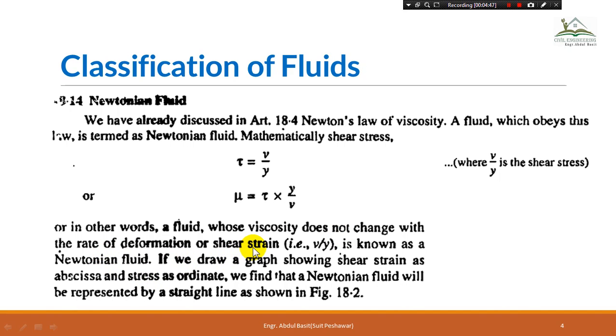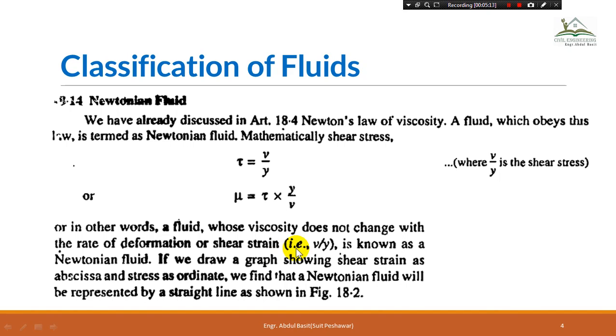If a fluid is going through some strain or deformation due to an applied shear force, its viscosity will not be affected. Such types of fluid are called Newtonian fluids. Otherwise, those fluids whose viscosity changes with the change in deformation, or with the rate of deformation or shear strain, are called non-Newtonian fluids.